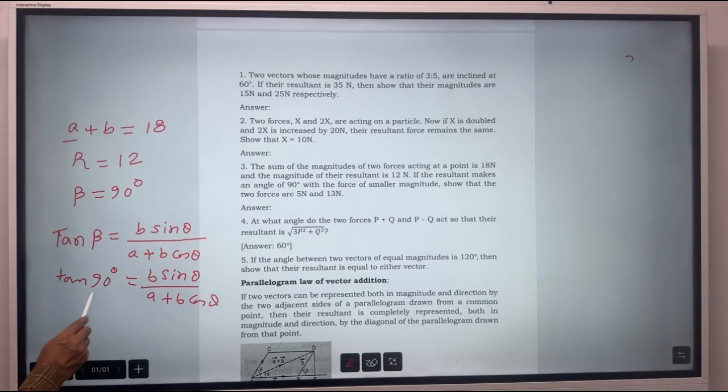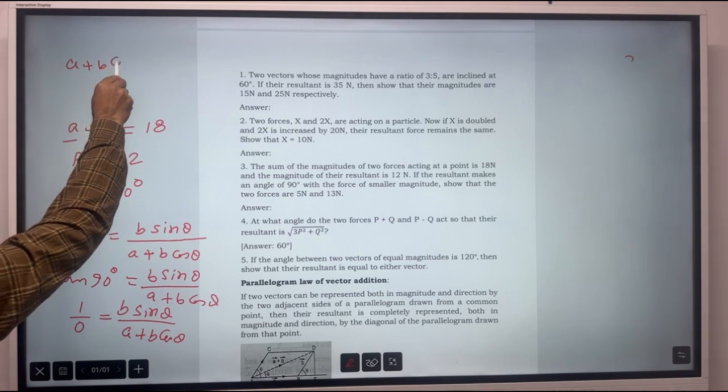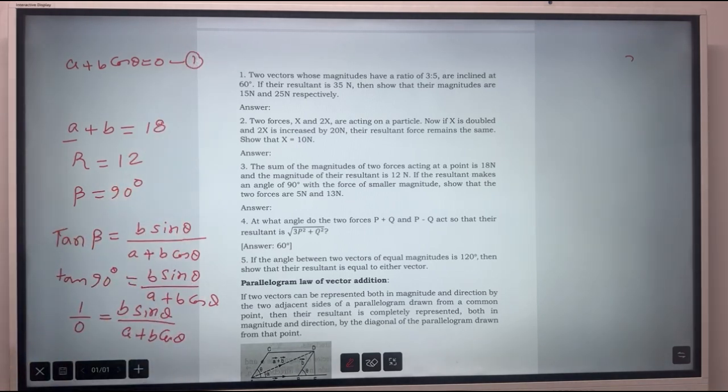Tan 90 is not defined, but here we have to write it as 1 upon 0. So when we write 1 upon 0 equal to B sin theta divided by A plus B cos theta, we get A plus B cos theta equal to 0 because the B sin theta will get cancelled. So we get one relation, A plus B cos theta is equal to 0.